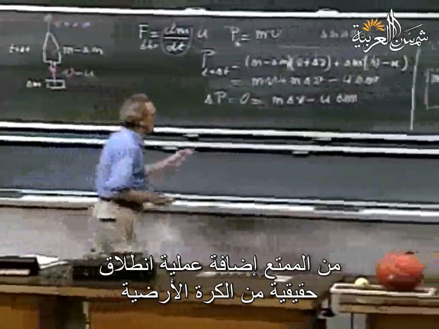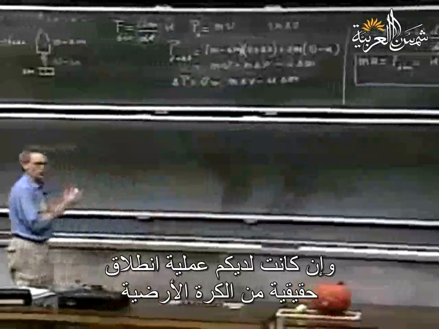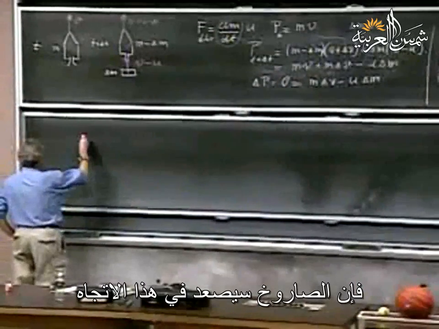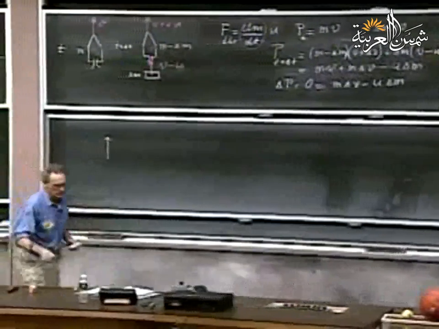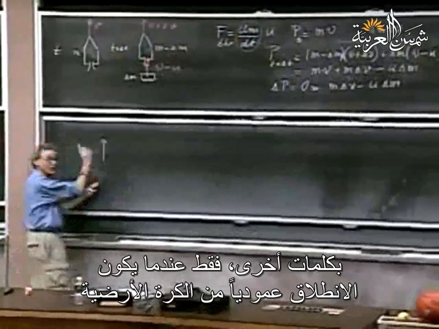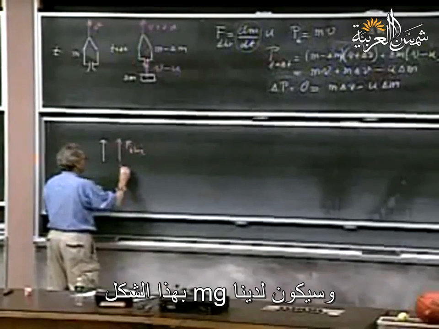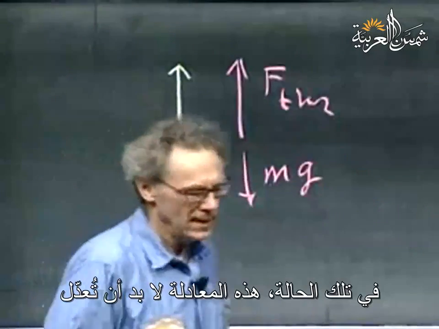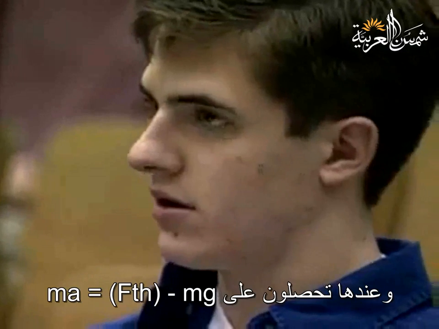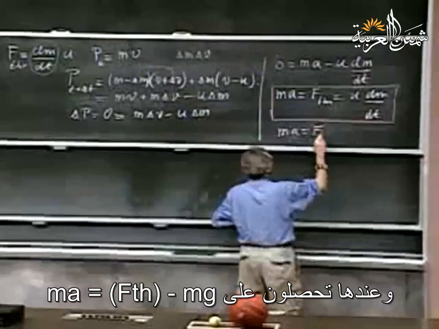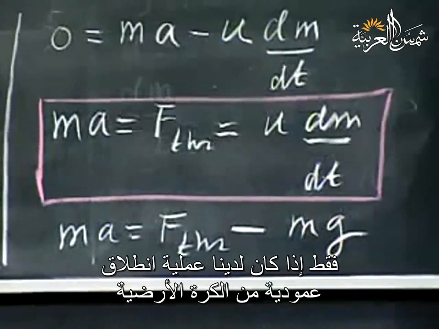It is interesting to include a real launch from Earth. If you have a real launch from Earth, then the rocket is going up in this direction, but gravity is exactly in the opposite direction. Only when you launch vertically from Earth would you have a thrust like this, and you would have mg like this. In that case, this equation has to be adjusted, and then you get ma equals thrust minus mg, only if you have a launch from Earth vertically up.